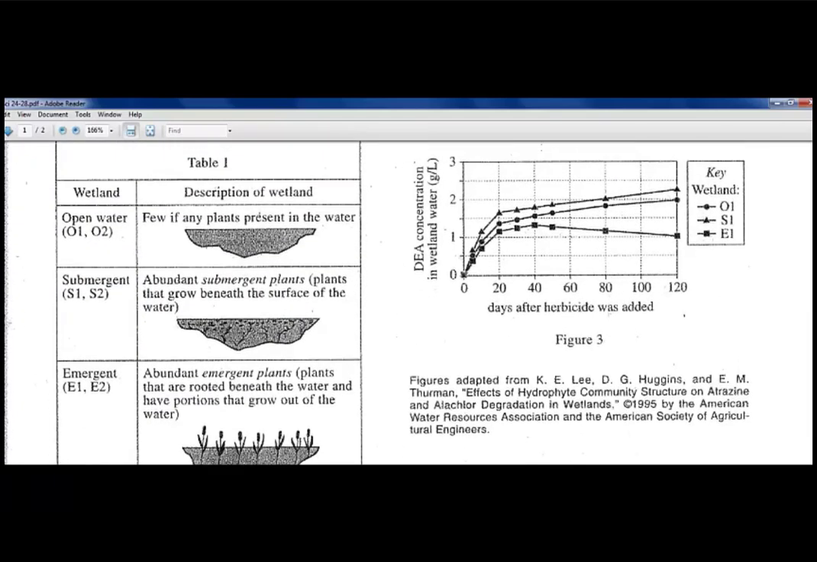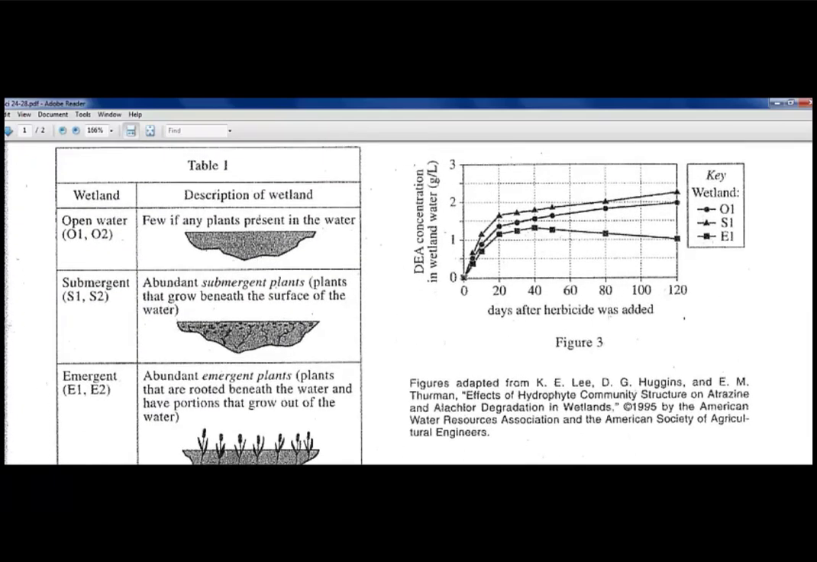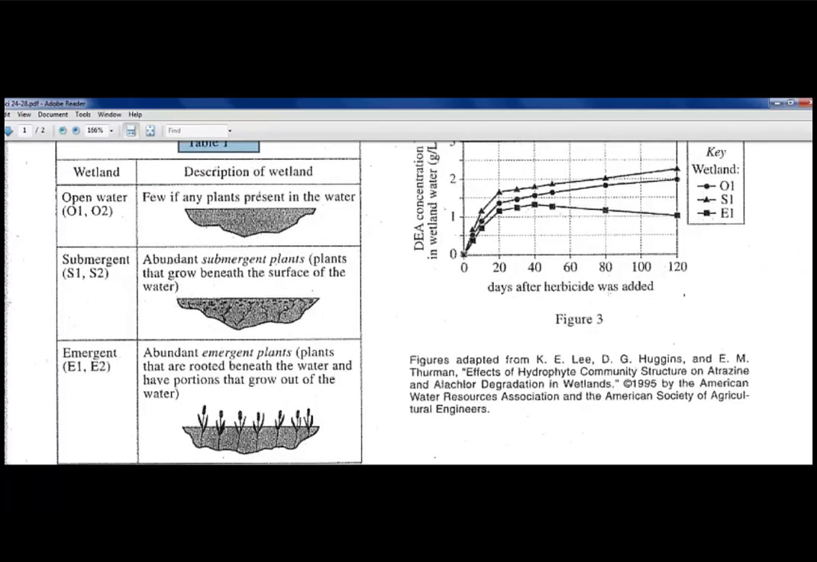Let's go back up into the information from Table 1. In Table 1, you'll see here, it gives you a definition of what all this means. What is S2, E2? It's hard to keep track of all that. So here's the wetland. Here are the O's, and O stands for open water. E, submergent.